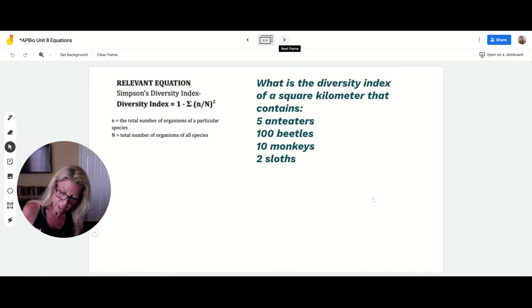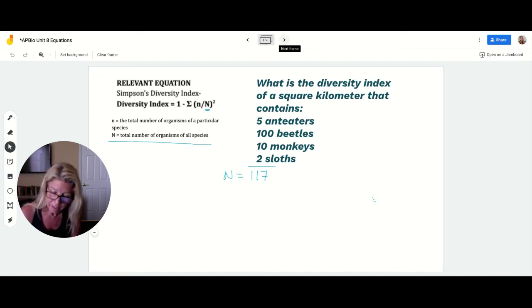When you look at this, you go, okay, first I need to solve for N, which is the total number of all the organisms that you have in that community. That would be really hard to measure if you're in a jungle, right? So this is just a simplification. Here I have 5 anteaters, 100 beetles, 10 monkeys, and 2 sloths. That is a total number of organisms in this community of 117. So N equals 117. Then I just need to deal with each one of these.